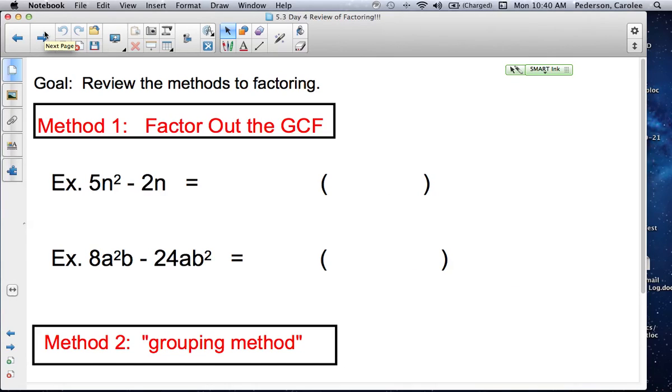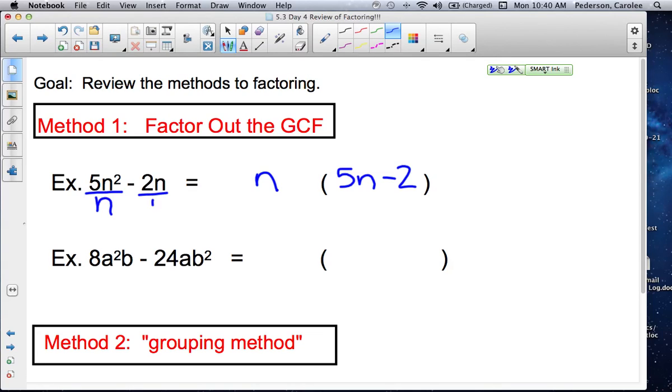So method one is always factor out the GCF. So in this first question, the GCF is n. So what I'm left with is 5n minus 2. If you want to show the work over here by dividing, you can do so. So n over n, this n and n will cancel out. You're left with just 5n. And then that n will cancel out with just 2.